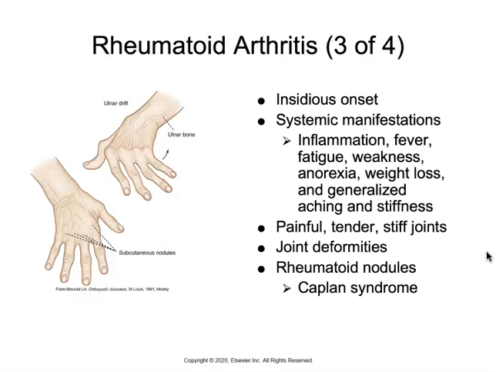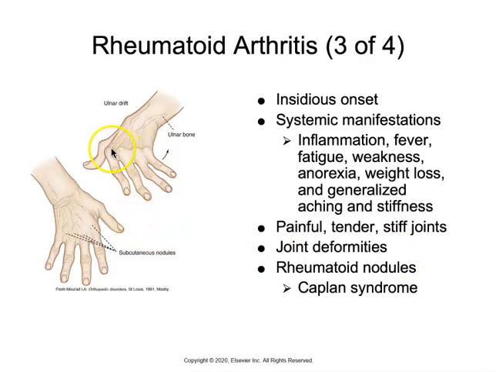So with our systemic manifestations, we'll see that it presents with inflammation, low-grade fever, fatigue, weakness, anorexia, weight loss, and a generalized aching and morning stiffness. And these systemic symptoms are going to reflect widespread immune activation and inflammatory mediator release. Our joint involvement will, of course, affect our synovial joints more, which leads to painful, tender, and stiff joints. We also will have chronic synovitis, especially in our metacarpophalangeal joints of the hand.